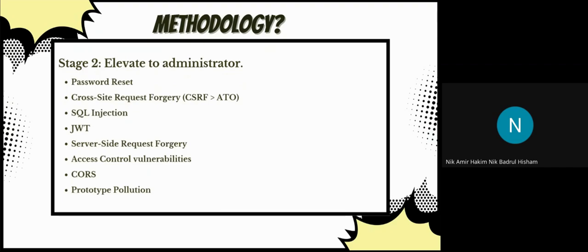For stage 2, this is where you elevate from a normal or low-privilege user to a high-privilege user. It mostly comes from password reset, CSRF to account takeover, another SQL injection, JWT (JSON Web Token), SSRF, access control vulnerability, which some people call broken access or IDOR, and prototype pollution. So this is the second methodology.